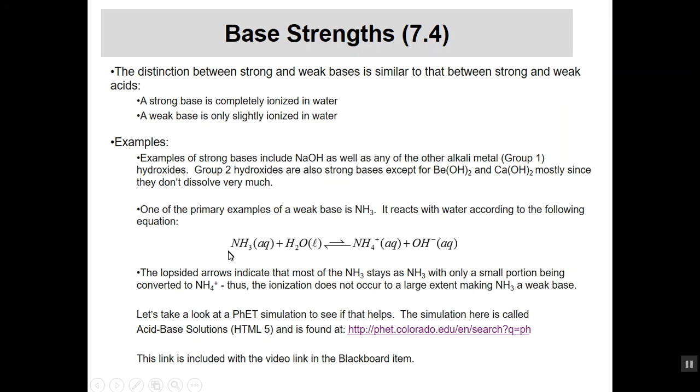Another example of weak bases, a kind of weird one, is ammonia, NH3. Ammonia reacts with water. Notice that when ammonia reacts with water, it picks up a hydrogen to make an ammonium ion. That's a Bronsted-Lowry idea. It generates hydroxide ions, which is an Arrhenius idea over here. And these lopsided arrows here indicate that it's not equal. It doesn't break up 100%. It sides a lot toward the side where the ammonia is. And so ammonia is a weak base because it goes through this process a little bit. If I put 100 ammonia molecules in the water, I may get 5 or 6 of the ammonium ions on the other side. So it's going to be a weak sort of base.